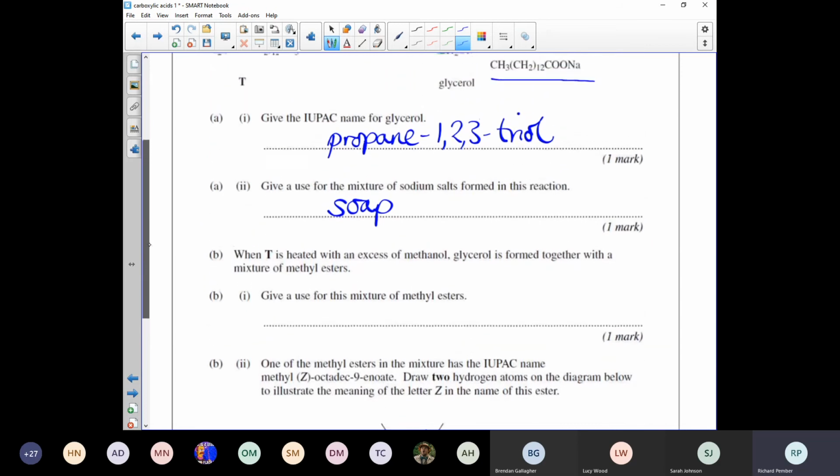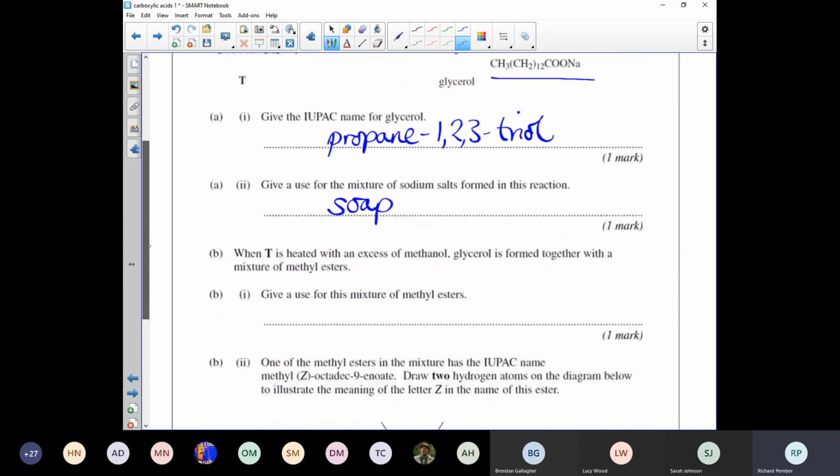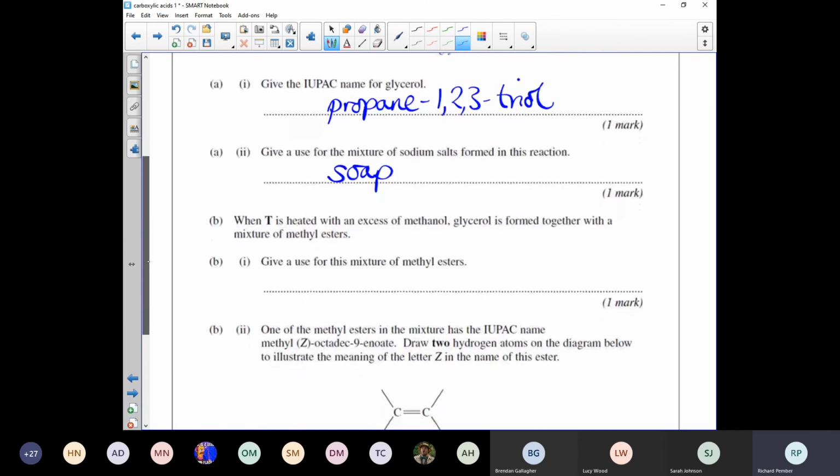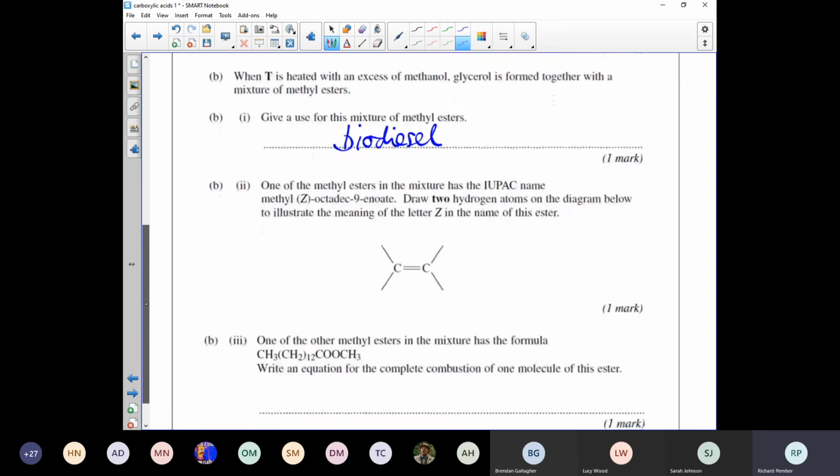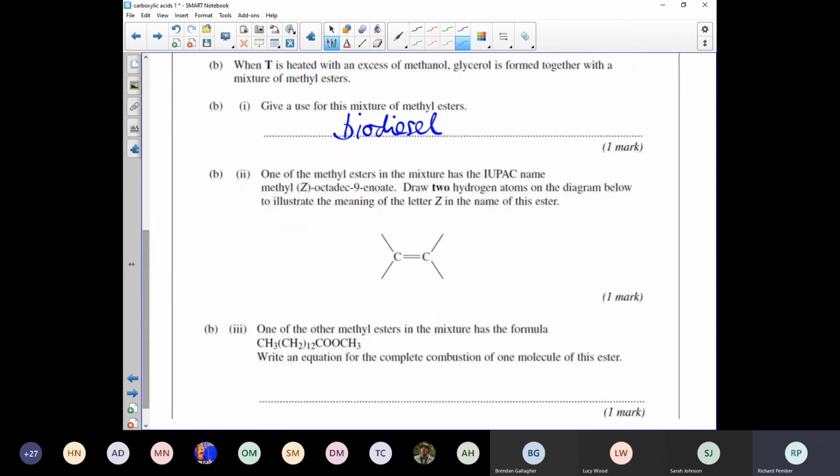When the triester is heated with an excess of methanol, this looks like the transesterification again. So this is the biodiesel. So we've seen that in a couple of questions already. One of the methyl esters in the mixture.